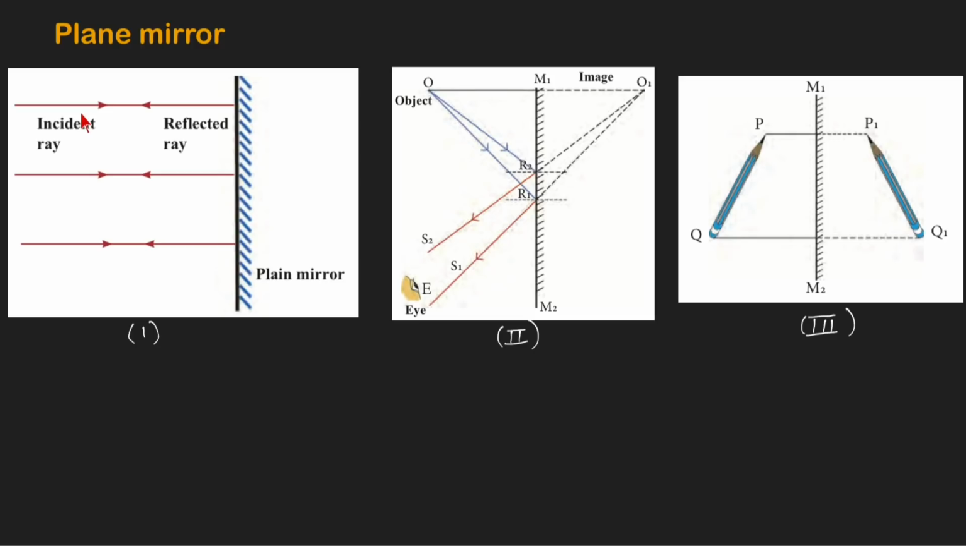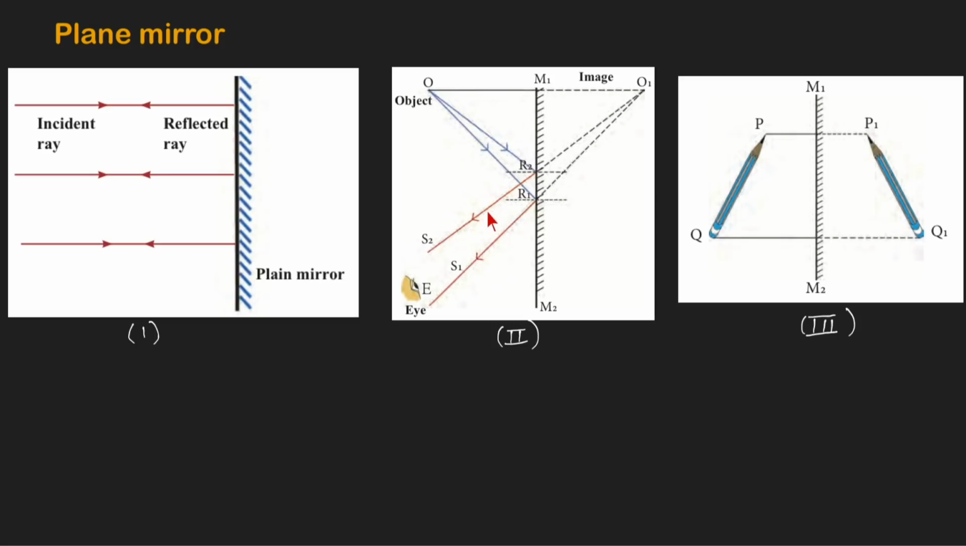Here in the first diagram, light is falling perpendicular and reflected perpendicularly to the surface of the mirror. So the path of the incident ray and the reflected ray is the same. Now in the second figure, there is also one plane mirror M1, M2. In front of that plane mirror, we are placing one object O. That object O gives the incident ray, which falls on the plane mirror and gets reflected here, and we can see that object now here.